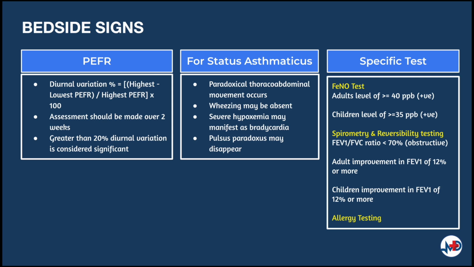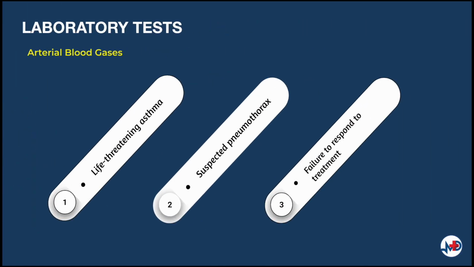Spirometry and reversibility testing is a test that we have discussed earlier, which tells us the severity of obstruction and the reversibility upon administration of bronchodilator therapy. And finally, allergy testing, which can be used to identify allergic factors. The British Thoracic Society guidelines recommend arterial blood gases for patients with oxygen saturations less than 92%.